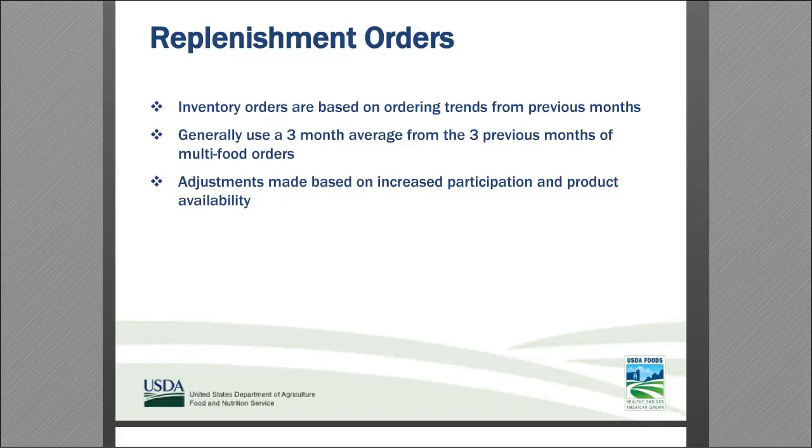And so adjustments can be made due to increased participation and product availability, meaning if we know that in our juices, apple juice, let's say, was not in stock for a month, the take rate may look lower, so we will adjust that inventory rate or that take rate to make sure that we are creating orders to have adequate product available in the national warehouse.